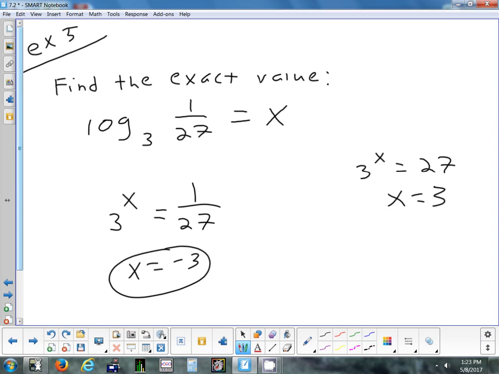So any question on that type? So pretty much the same type. Just remember to make x a negative. Now, you might have remembered I said earlier that the base and the argument were never going to be negative. Well, they're not. That's a positive base. That's a positive argument. The answer can come out negative. But the 3 and the 1 over 27, those two things will never be negative.